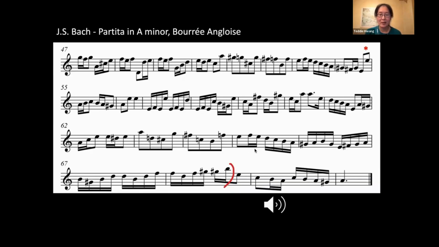So I'm going to play my audio example here. We're going to start at the last pickup to the theme again.